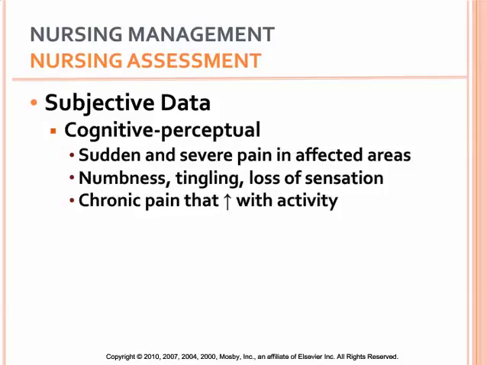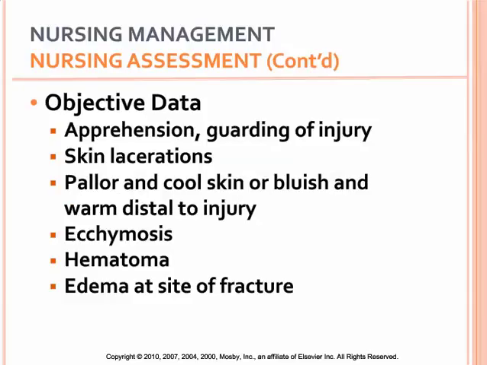Under cognitive and perceptual, you want to determine if the patient had sudden and severe pain in the affected areas, if there's any numbness, tingling, or loss of sensation, and any chronic pain that increases with activity. Objectively, you're observing for apprehension or guarding of the injury, skin lacerations, pallor and cool skin or bluish and warm distal to the injury, looking for ecchymosis, hematoma, and edema at the site of the fracture.